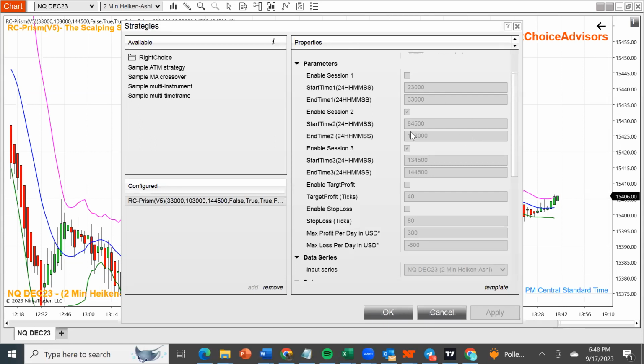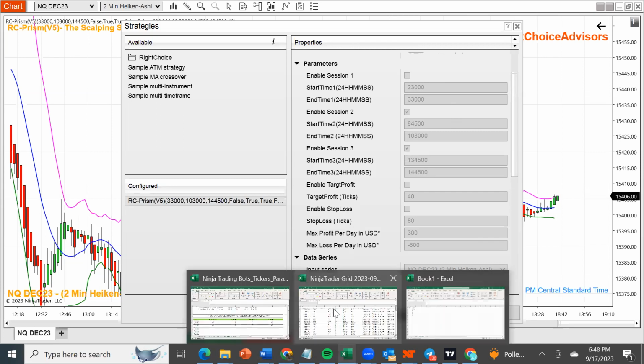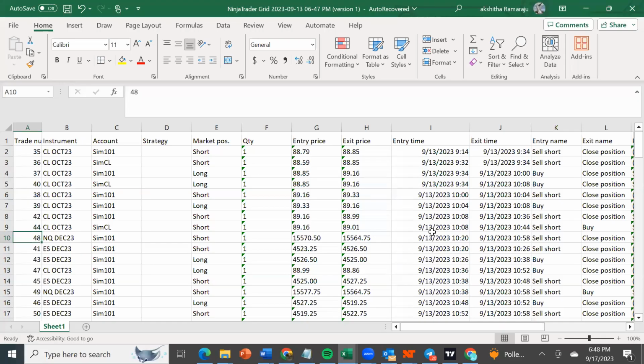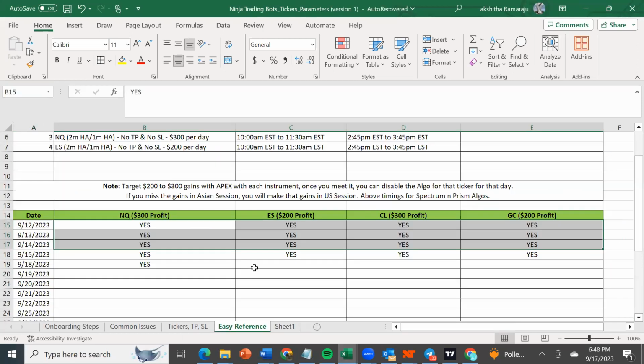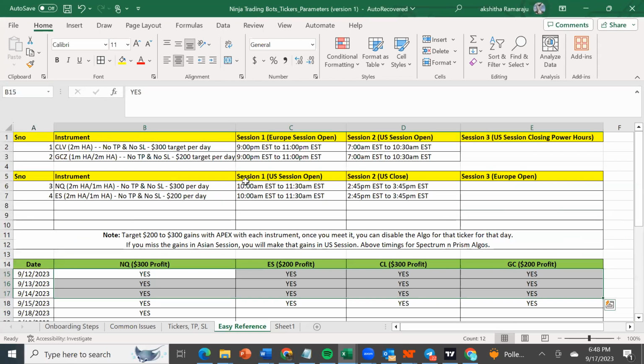No, you can put the timings in any order, right? It doesn't need to be that only session one should be the first hours and session two should be the second hours. They can be in any order. It will only look at whatever time is mentioned as a session. If the time is between that, then it will start, right?